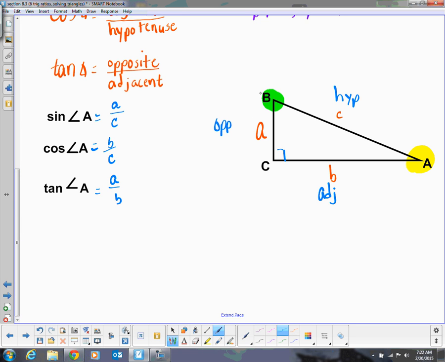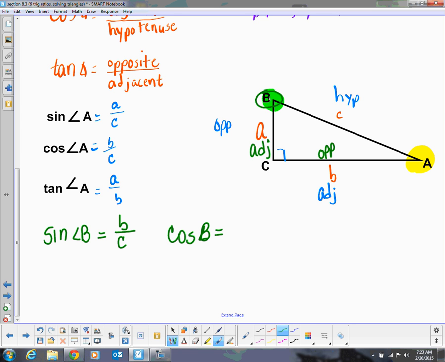Okay, so now we're going to focus on B, and I'm going to go to a green pen, so green will match green. So with respect to angle B, who's opposite B? Little b. Now that's opposite. With respect to B, who's adjacent? A. All right? And the hypotenuse is always the hypotenuse. So if I want sine of angle B now, what is that going to be? Opposite. What's opposite? B over hypotenuse, which is what? C.